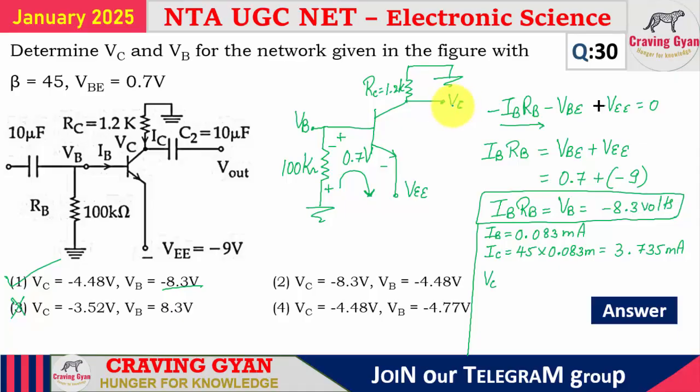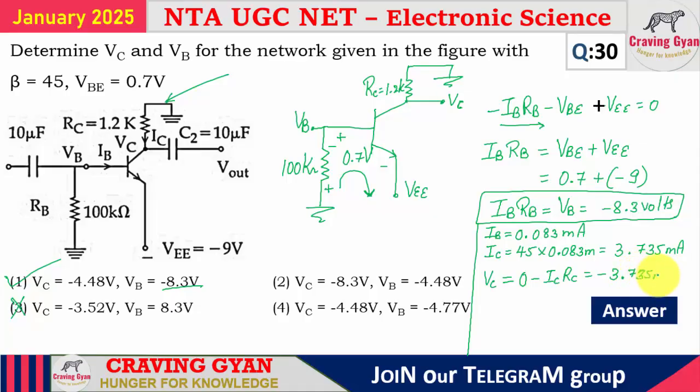Now what is the value of the collector voltage, that is VC? This VC is VCC minus IC times RC. But here what is the value of VCC? VCC value is 0. So VC is 0 minus IC times RC, which equals minus, what is the value of IC?